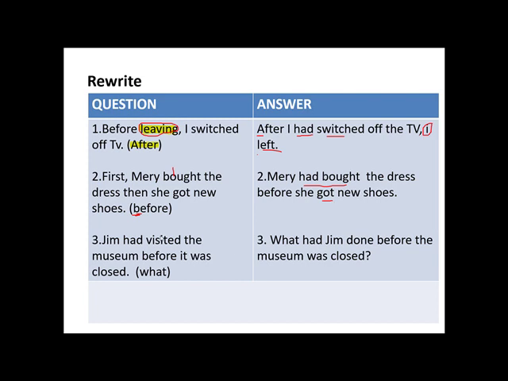Here, how can I form a question in the past perfect? Jem had visited the museum before it was closed. This is the past simple, but in the passive voice, which we had already explained in one of our classes. Make a question using what? Put the WH word. Here we make an inversion. "Had" comes first, followed by Jem. So: What had Jem done before the museum was closed?